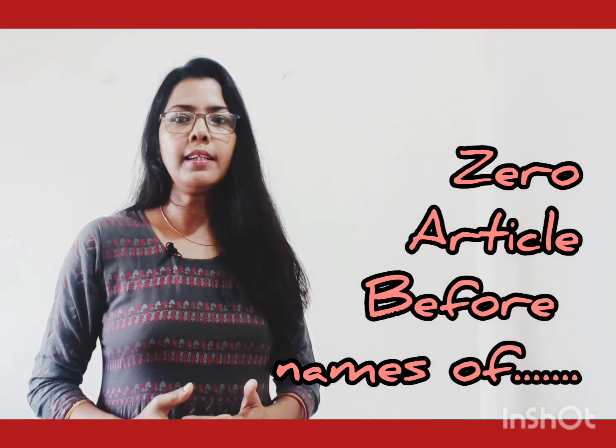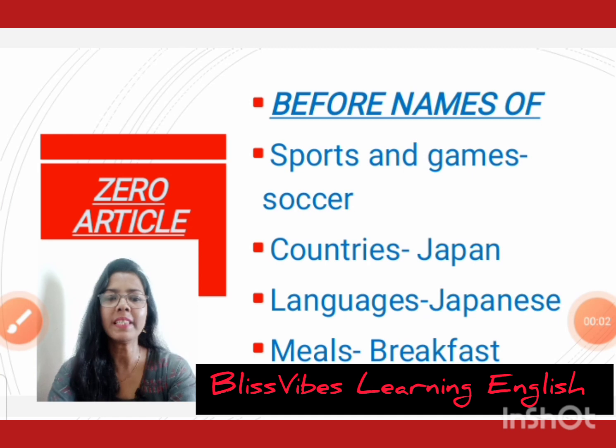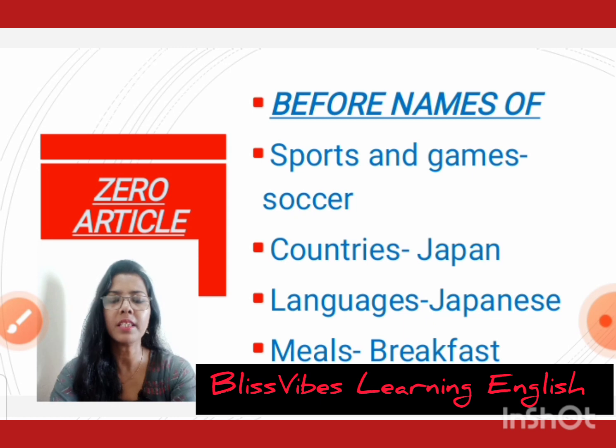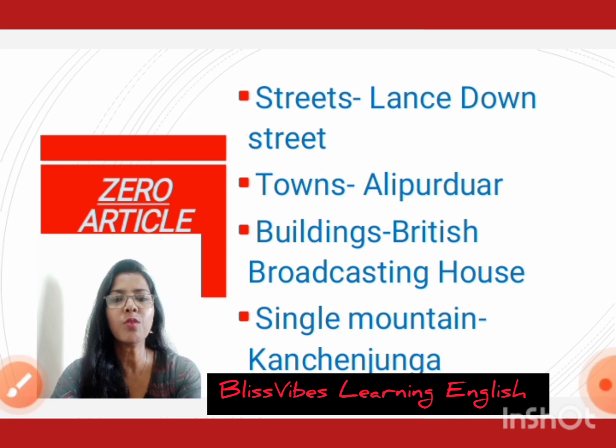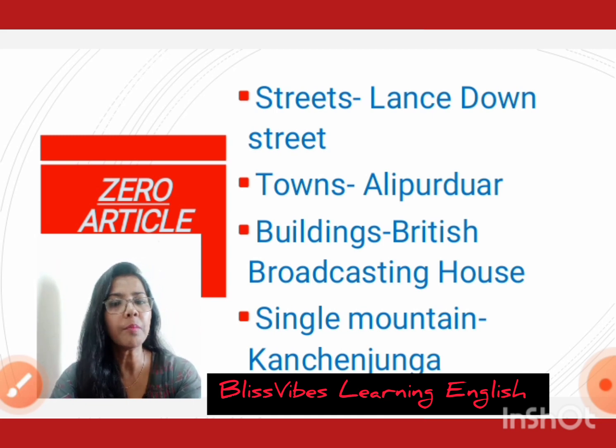We don't use an article before names of sports and games, streets, countries, languages, meals. Sports and games: soccer. Countries: Japan. Languages: Japanese. Meals: breakfast, lunch, dinner. Article is not used before names of streets, Lansdowne Street; towns, Alipurduar; buildings, British Broadcasting House; or a single mountain, Kanchenjunga. We use an article with mountain ranges, but we don't use an article with a single mountain.